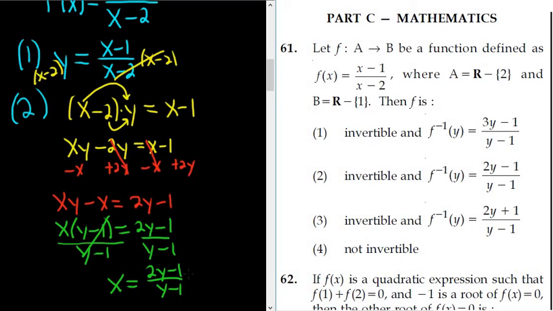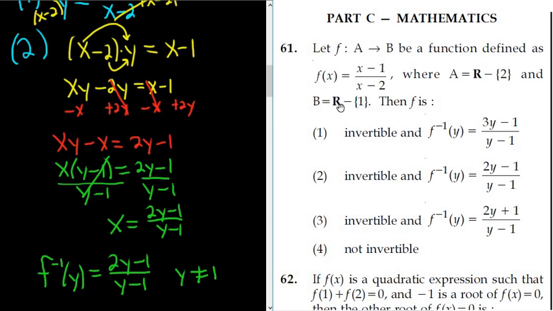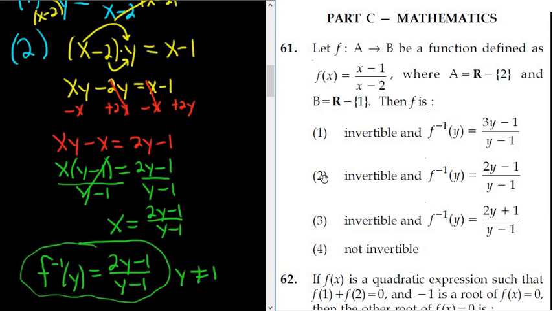This is a function of y. This is our inverse function. So our inverse function in this case is f inverse of y is equal to 2y minus 1 over y minus 1. And this makes sense as long as y is not equal to 1. And it's not. Y is in the set B, which is the real numbers minus the number 1. So we're okay. Life is good. So this is the correct answer, and it looks like it would be choice number 2 in this case.